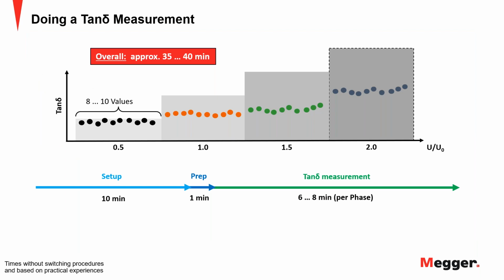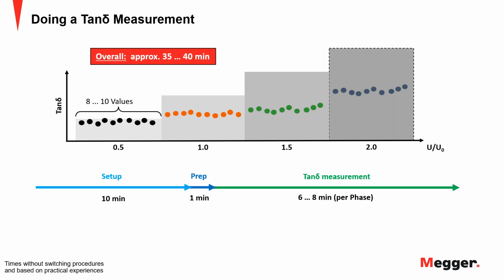And so, what do you do during the test? It is a stepped test described in IEEE 400.2. And internationally, there's an additional step that is not being done in North America, which is 2 times operating voltage. So in North America, you stop at 1.5. You record a few loss factor, dissipation factor values in each step, and then you increase the test voltage.